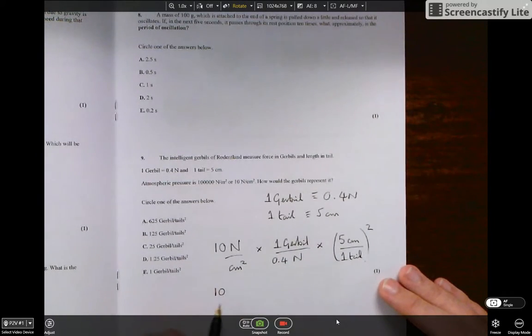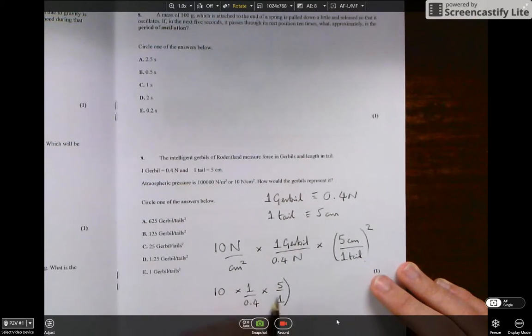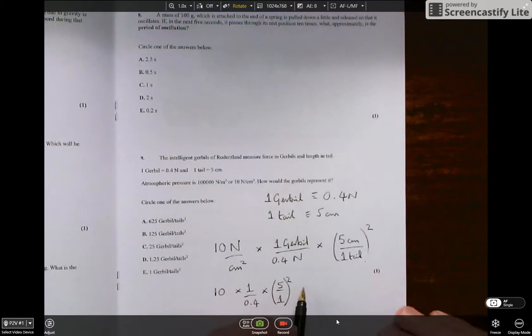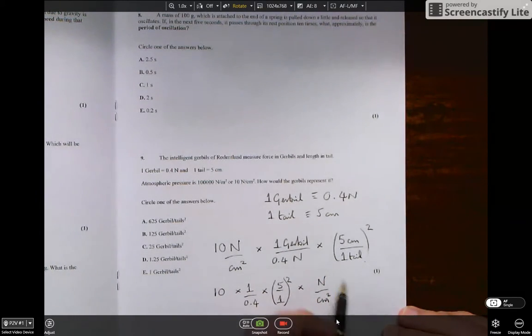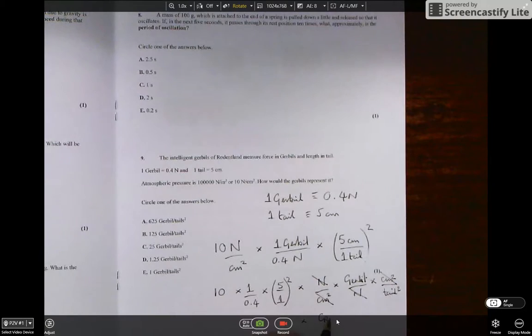So that means I've got 10, collecting the numbers, 1 over 0.4, and I've got 5 divided by 1, but not forgetting that that's squared. And then just collecting the units, I've got my newtons per centimetre squared, which were the units we wanted to get rid of, times the gerbils per newton, and times the centimetres squared, of course, divided by tails squared. That means that my newtons are going to disappear and my centimetres are going to disappear. So I'm going to be left with the gerbil per tail squared, which is exactly what I want.